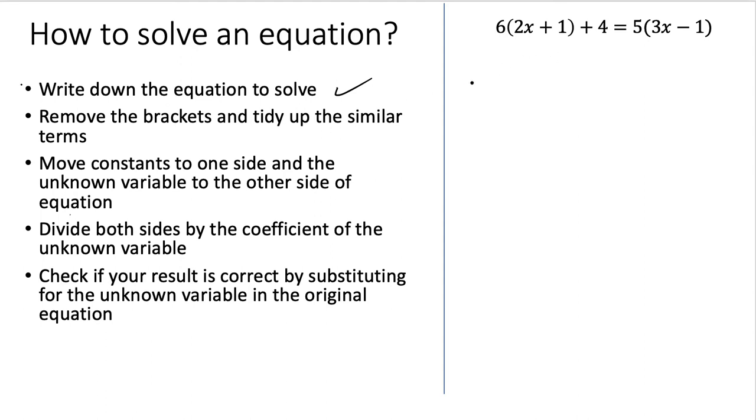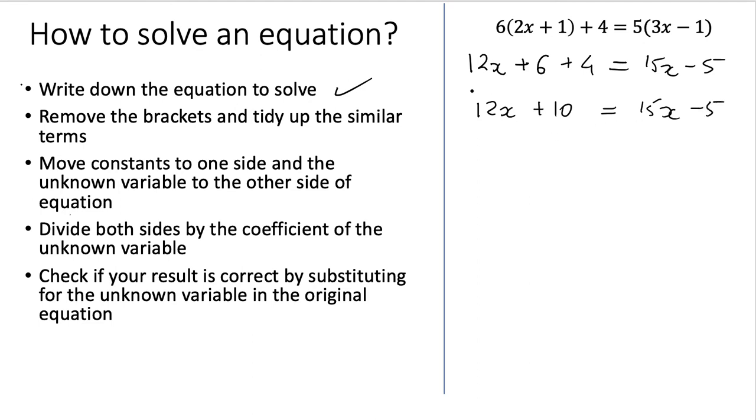Some straightforward algebraic practice. We have to multiply to remove the brackets and then tidy up similar terms. So let's do just that. 6 times 2x is equal to 12x. 6 times 1 is plus 6, and plus 4. On the right-hand side I have 5 times 3x is 15x. And 5 times minus 1 is minus 5. Now I can tidy it up. Similar terms are just those constant terms. So I have 12x plus 10. That's all equal to 15x minus 5.